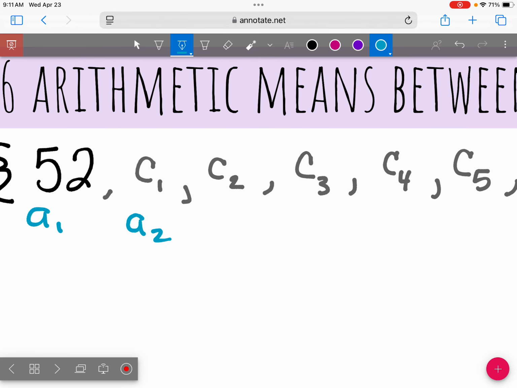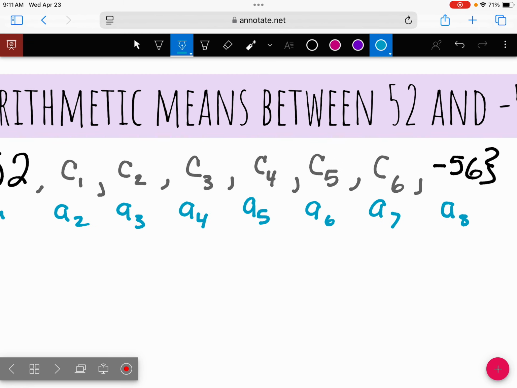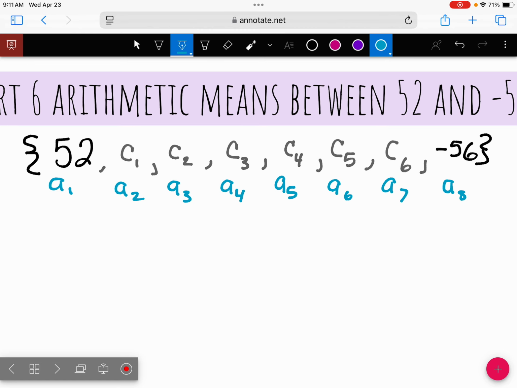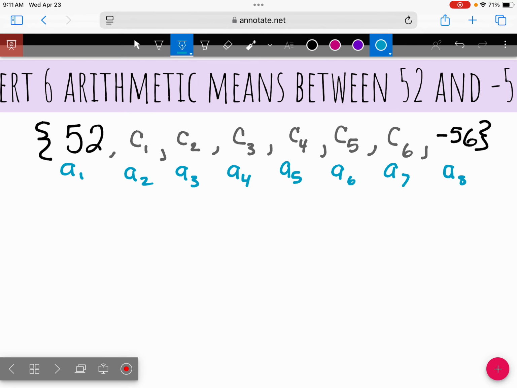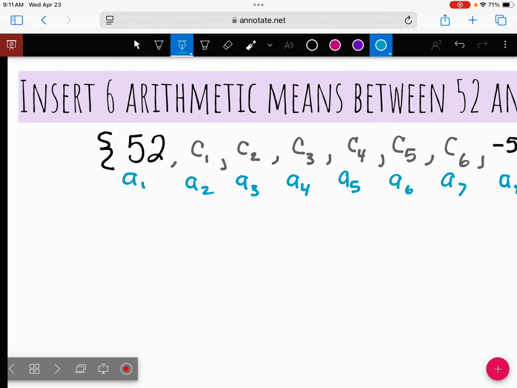A sub 2, A sub 3, A sub 4, A sub 5, A sub 6, A sub 7. Okay, so when in doubt, you can write them all down. You don't have to write them all down. We just need to know what the first and the last one is, but just be really careful, because this is our first and our 8th. The process is the same. We're going to do exactly like we did on the last one.